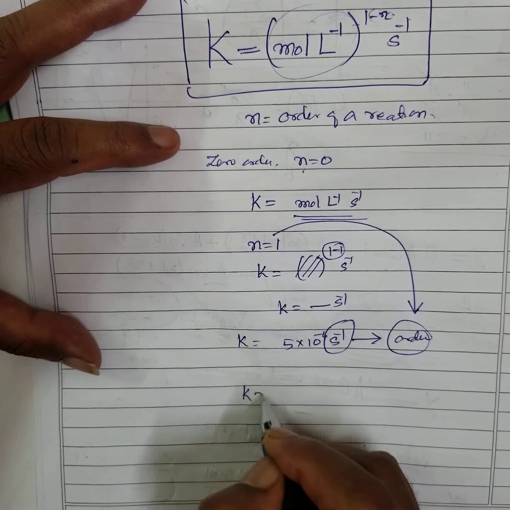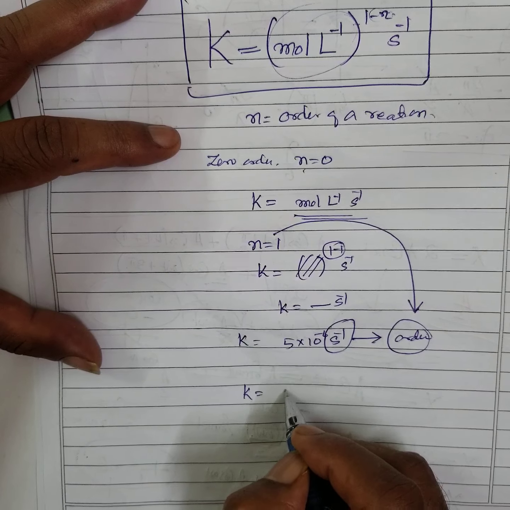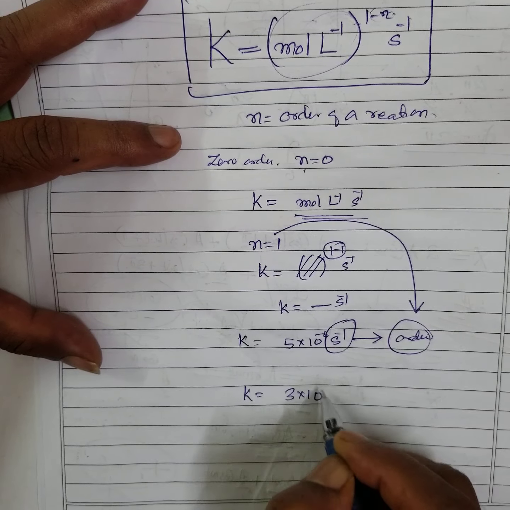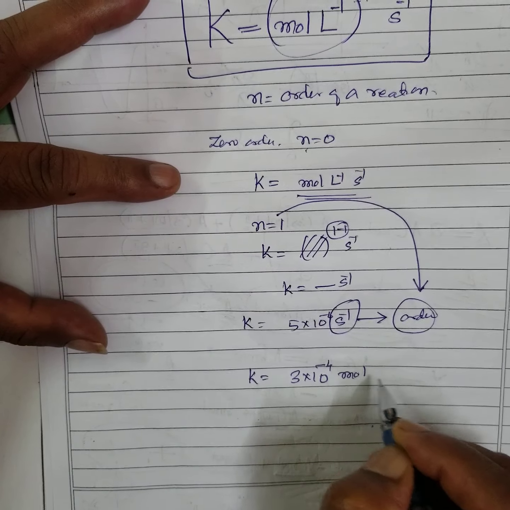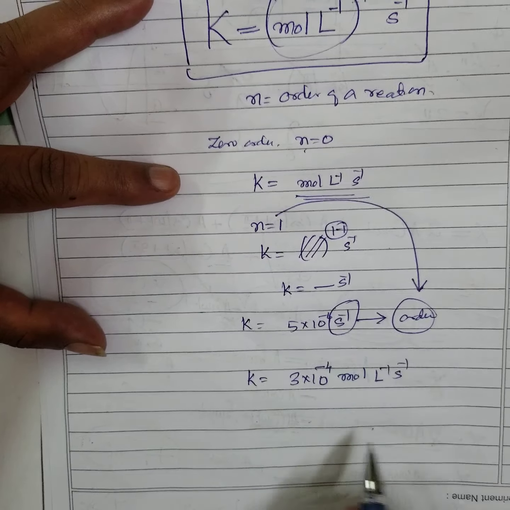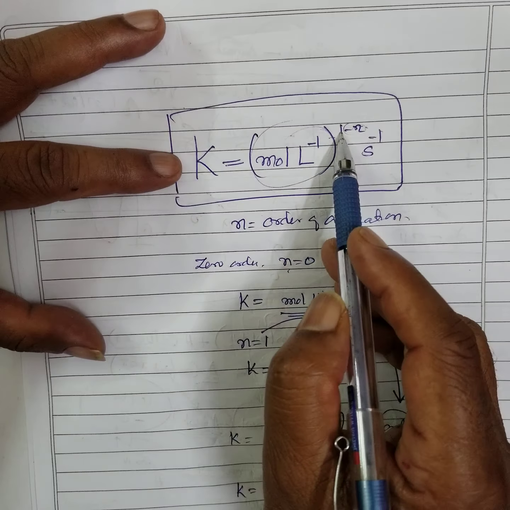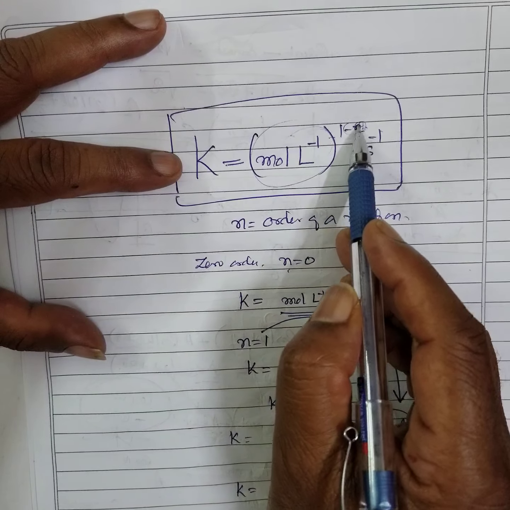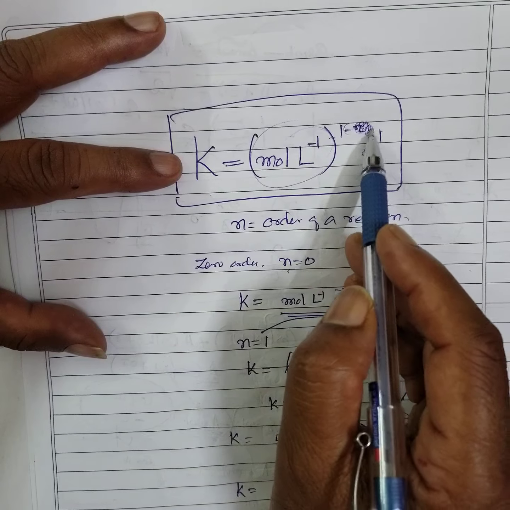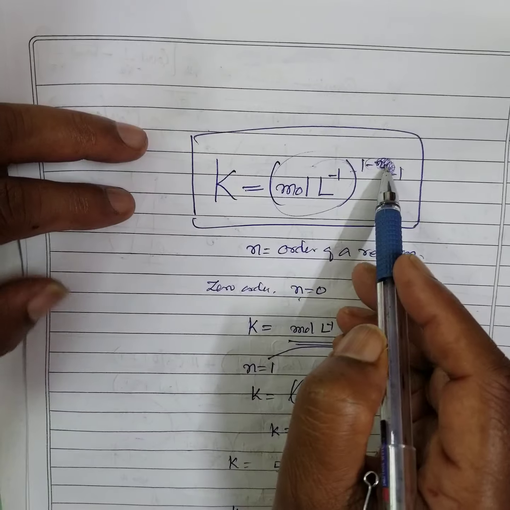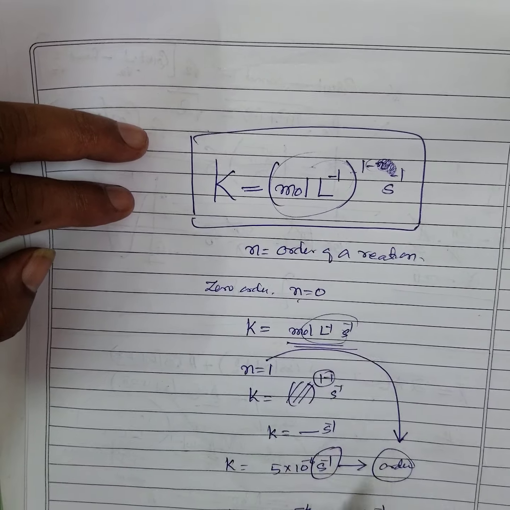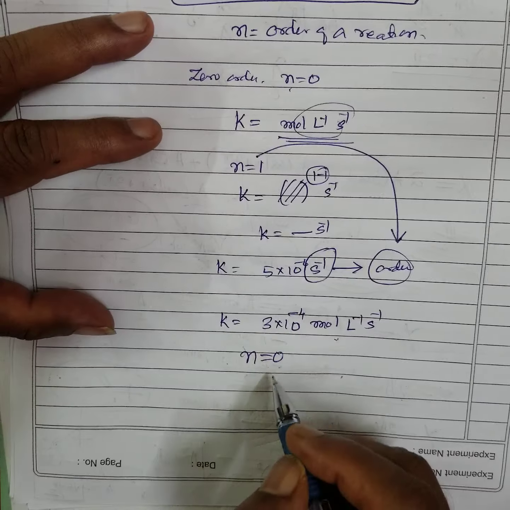Suppose K is equal to 3 into 10 to the power of minus 4 mole per liter per second. Mole per liter per second means this power should be 1, therefore 1 minus n should be 1, so n should be 0. Understood? If n is equal to 0, what do you get? Mole per liter per second. Therefore, what is the order of the reaction?